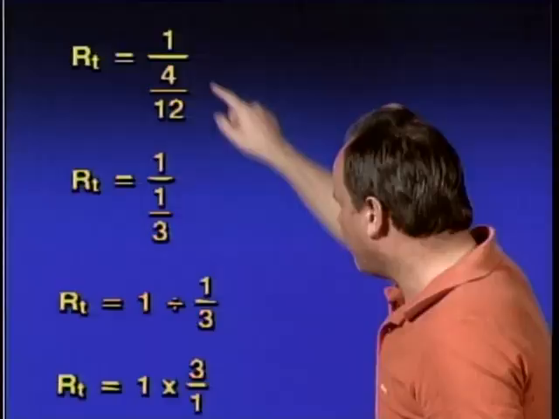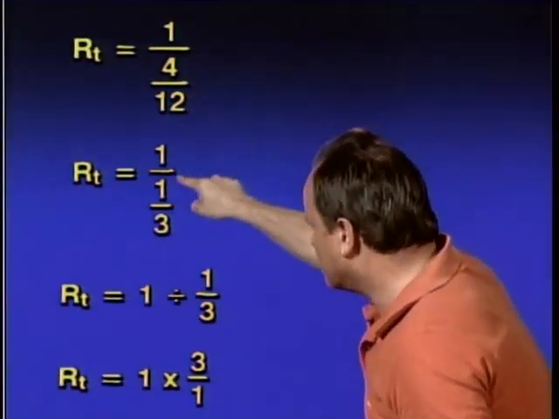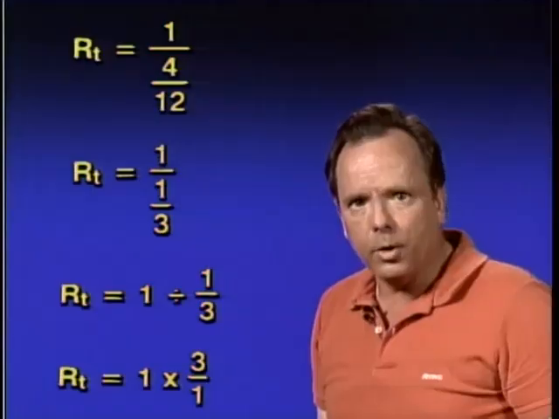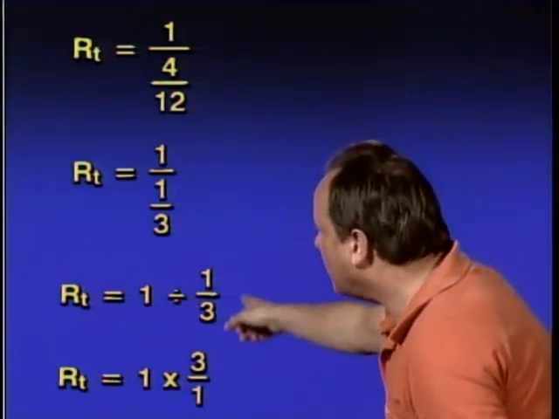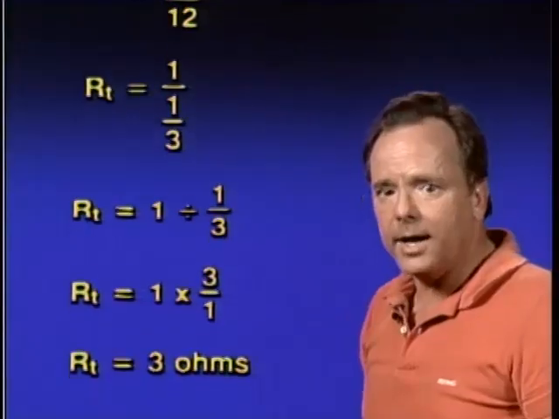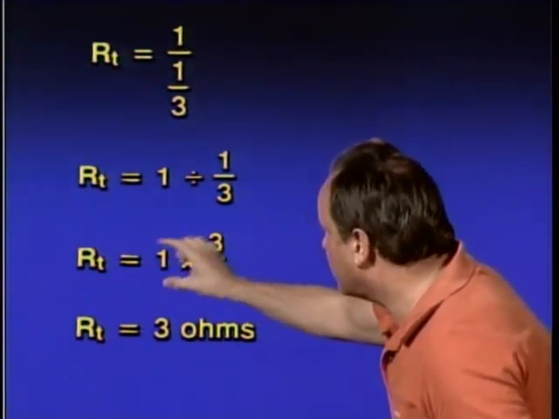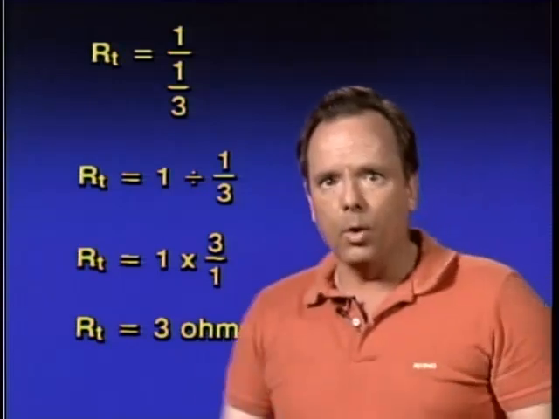And 1 over 4 divided by 12, well, 4 divided by 12 is 1/3, so now it becomes 1 over 1/3. Now, another way to express 1 over 1/3 would be the total resistance equal to 1 divided by 1/3. And if you want to get rid of that division sign, all you have to do is flip-flop these two, and the total resistance becomes 1 times 3 over 1, and the total resistance is 3 ohms.